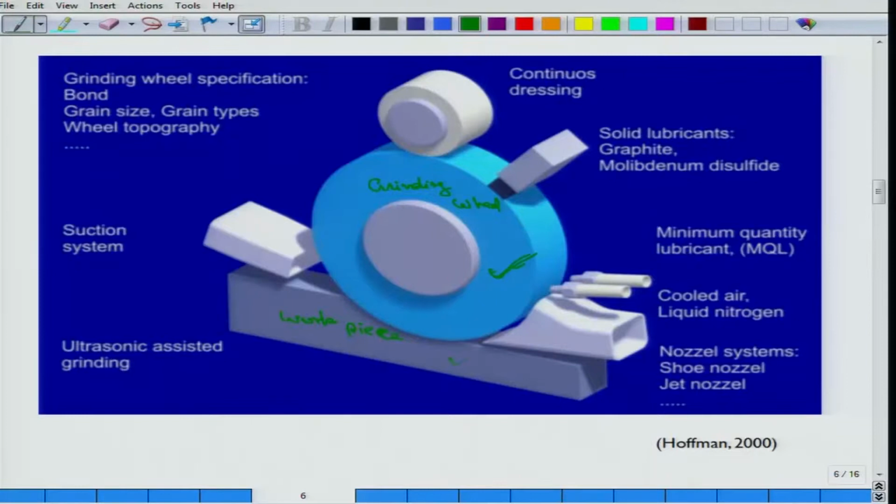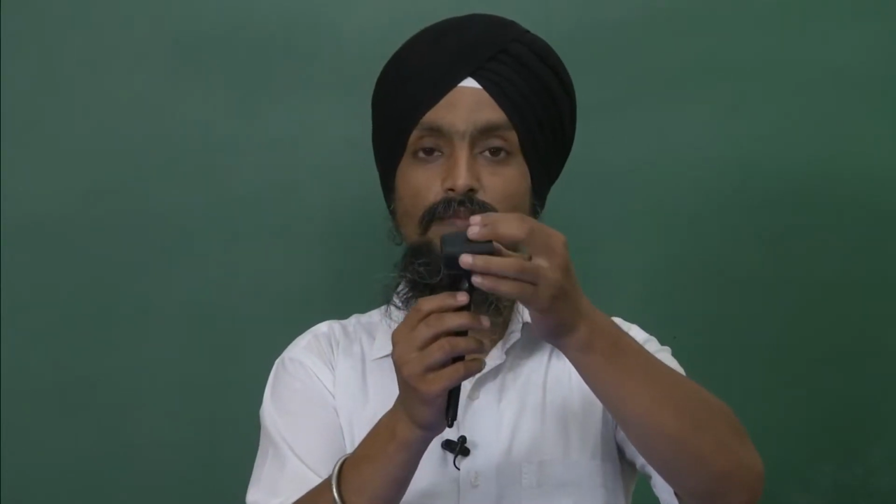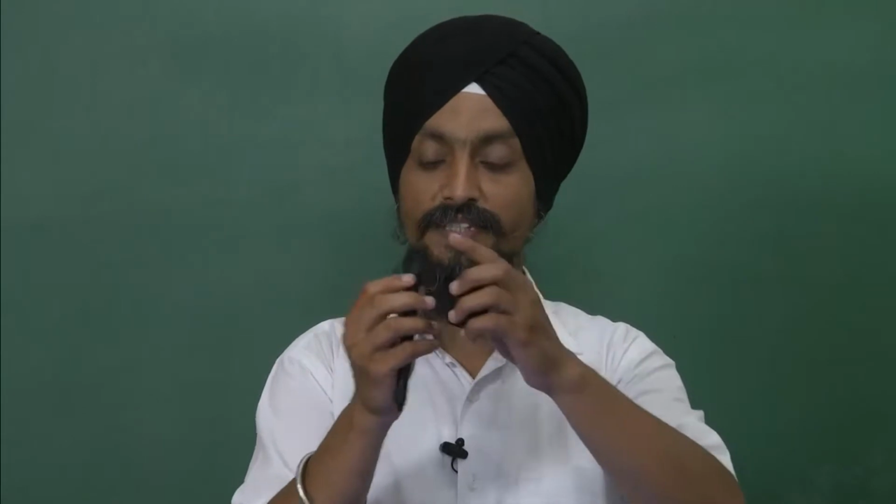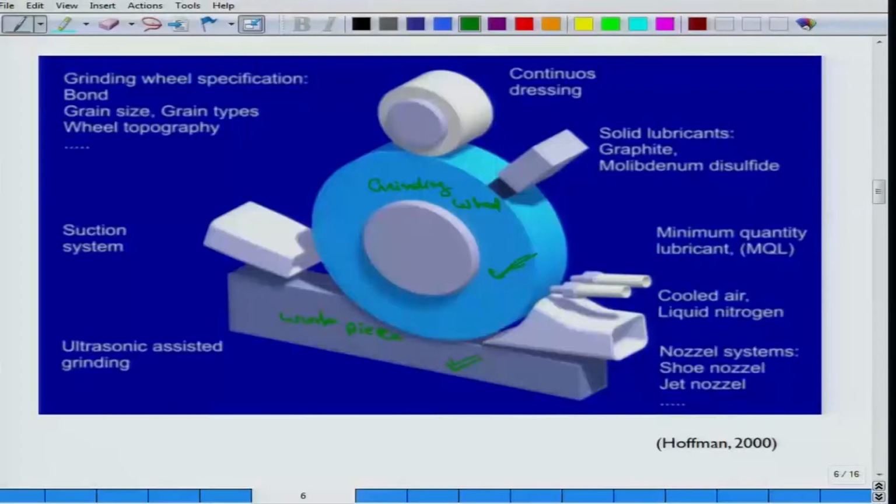Obviously, the hard material cuts the softer material. In this case, the grinding wheel is hard and my workpiece is a soft material, so it is cutting this one. Here the dressing is done by a wheel dresser, which is a diamond-tipped wheel dresser. What this illustration is explaining here is continuous dressing.